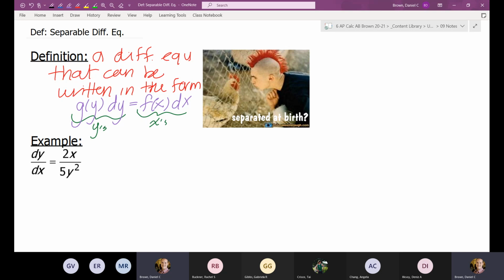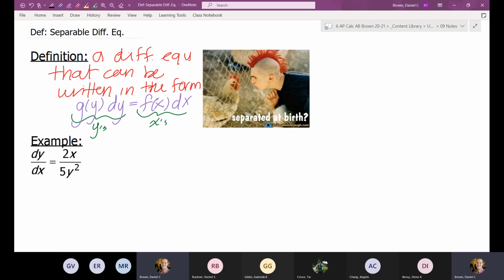So the example of how we would separate, we're not going to really solve it quite yet. But I have dy dx is equal to 2x over 5y squared. Now that dy dx represents the derivative. So often we don't separate them except for this one instance.